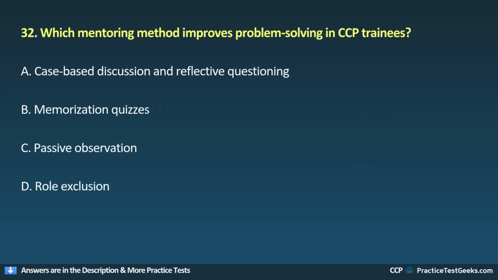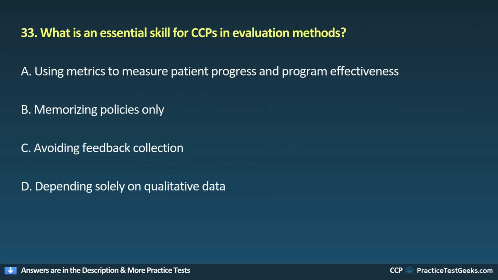32. Which mentoring method improves problem-solving in CCP trainees? A. Case-based discussion and reflective questioning. B. Memorization quizzes. C. Passive observation. D. Role exclusion.